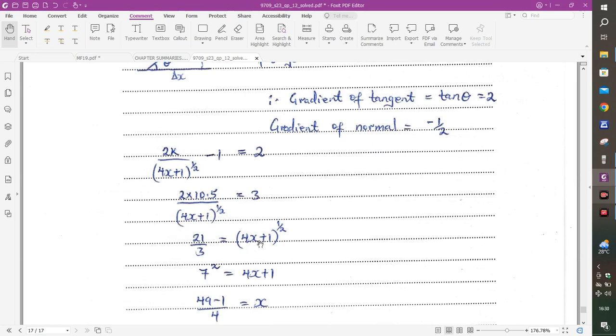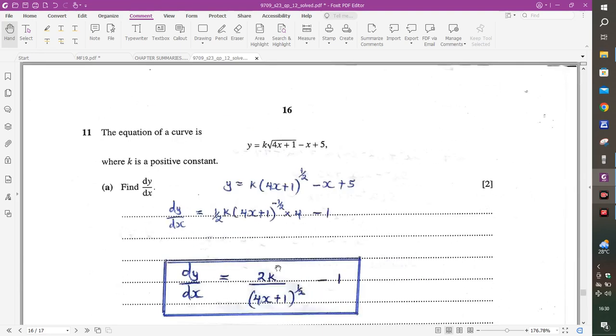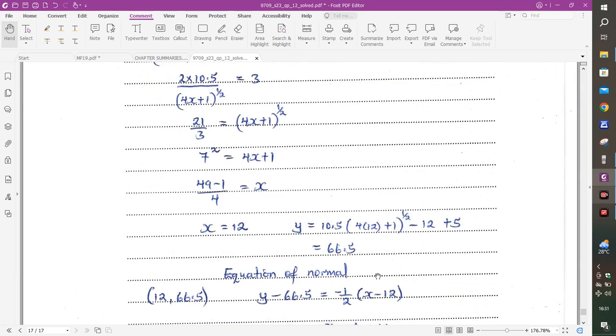And then I can square both sides. So I square the 7, then when I also square this way, the square root will disappear. So 49, then subtract a 1, that will be 48, then divide by a 4, that will give us a 12. So if x is 12, what is y? Go back here, put your 10.5 in the place of k, and then x, we have gotten it as 12, then plus the 1, and then you get the y coordinate. So the y coordinate will be, this 48 plus 1, that is 49, root of 49 is a 7.